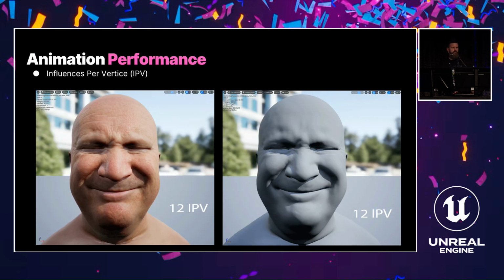Another area to consider for animation performance is the bone influences per vertex, or IPV. In order to achieve a high level of fidelity in the MetaHumans, they use a face influence of 12 IPV. The rest of the MetaHuman skeletal meshes use an influence max of 8. You can turn down the IPV on the face, but at the cost of some fidelity, as you can see here. And you can change that setting in the skeletal mesh asset.